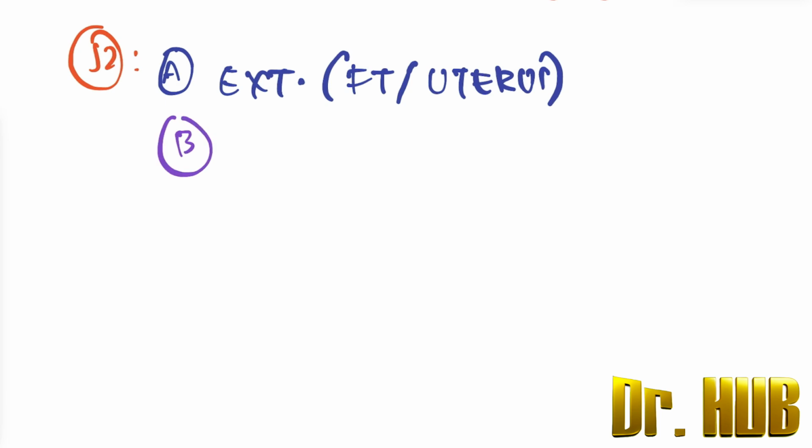Then comes B. In terms of B, it is nothing but the extension to the pelvic intraperitoneal tissues, so we are writing it as PIPT.